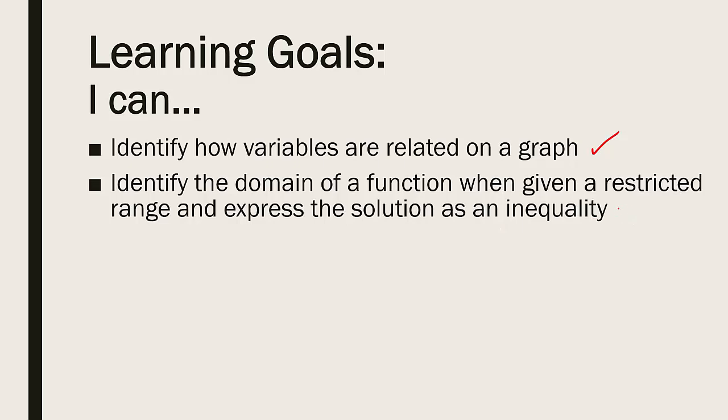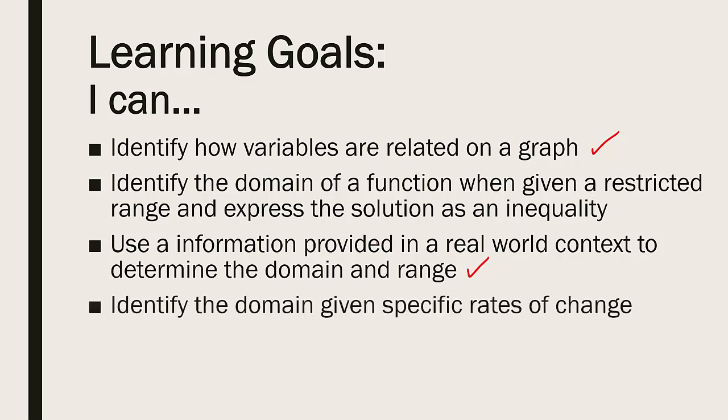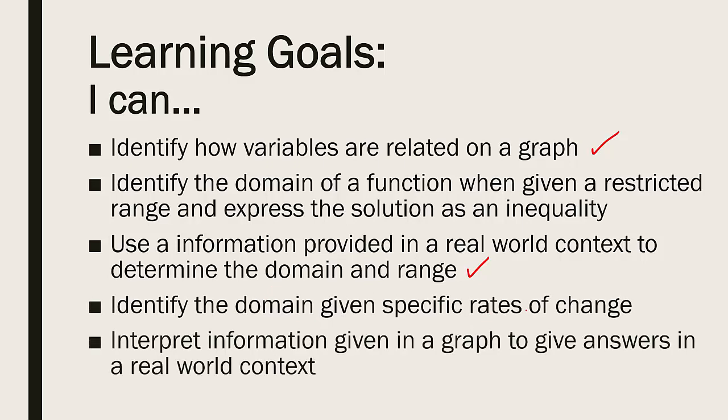We've done this, but this is actually pretty easy. You should catch on to that fairly quick. Use information provided in a real-world context to determine the domain and range. Nothing really new here, so you should be good with that. Identify the domain given specific rates of change. Shouldn't be a problem. And interpret information given in a graph to give answers in a real-world context. Should be nice and easy. So at least about half of this should be stuff that you've done before.